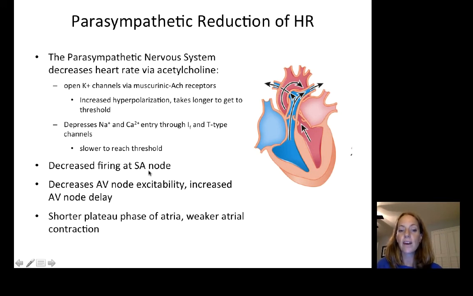That's going to decrease the firing at the SA node, decrease the excitability of the SA node, and decrease the excitability of the AV node, and increase the AV node delay. It will also, if it's reducing calcium entry, make a shorter plateau phase of the atria, which will cause weaker atrial contraction. So overall, by increasing potassium channel opening and depressing sodium and calcium entry, we're going to decrease heart rate with acetylcholine through the parasympathetic nervous system.